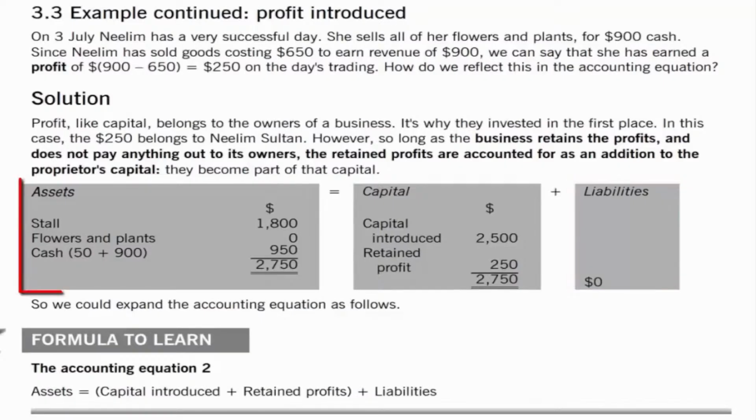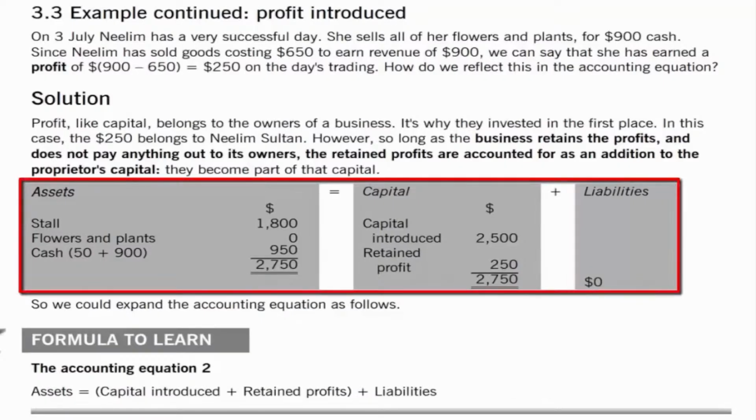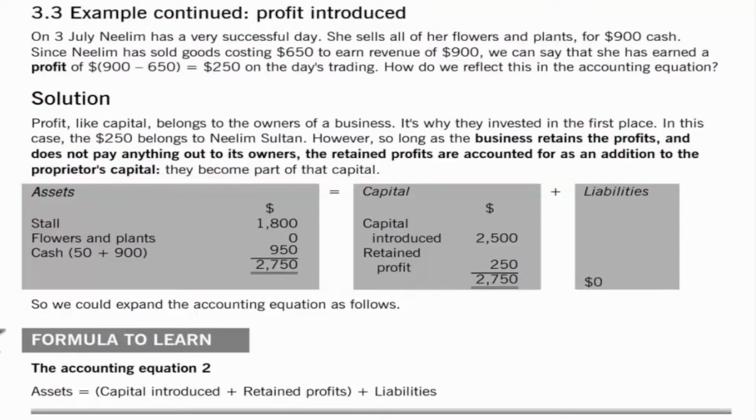So the updated equation is $2,750 equals $2,750 plus 0. This update shows that the profit Neelam made has increased her total assets, now with additional cash, and her total capital, now with retained profit.